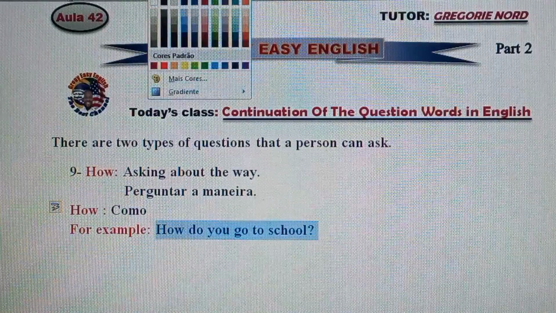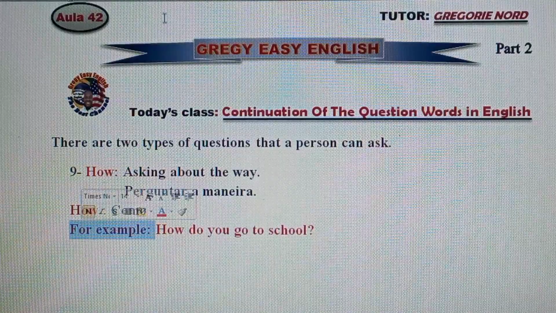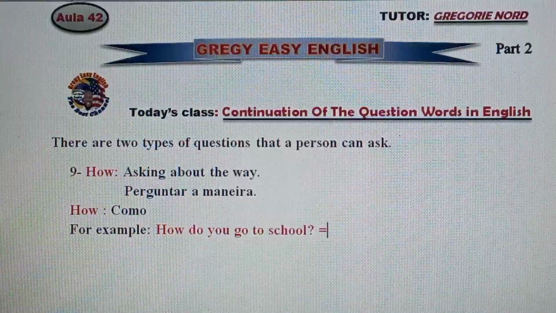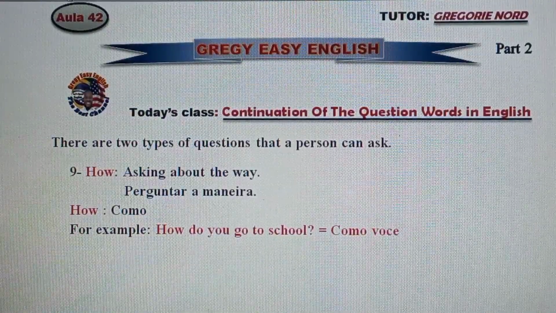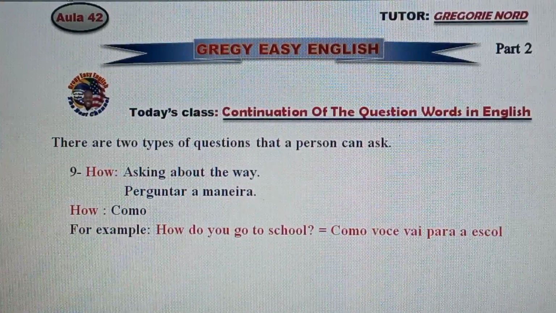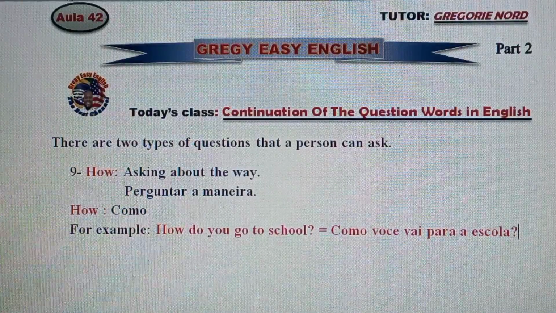Esta pergunta, pessoal, tem a ver a maneira. How do you go to school? Ok? How do you go to school em português significa como você vai para a escola.